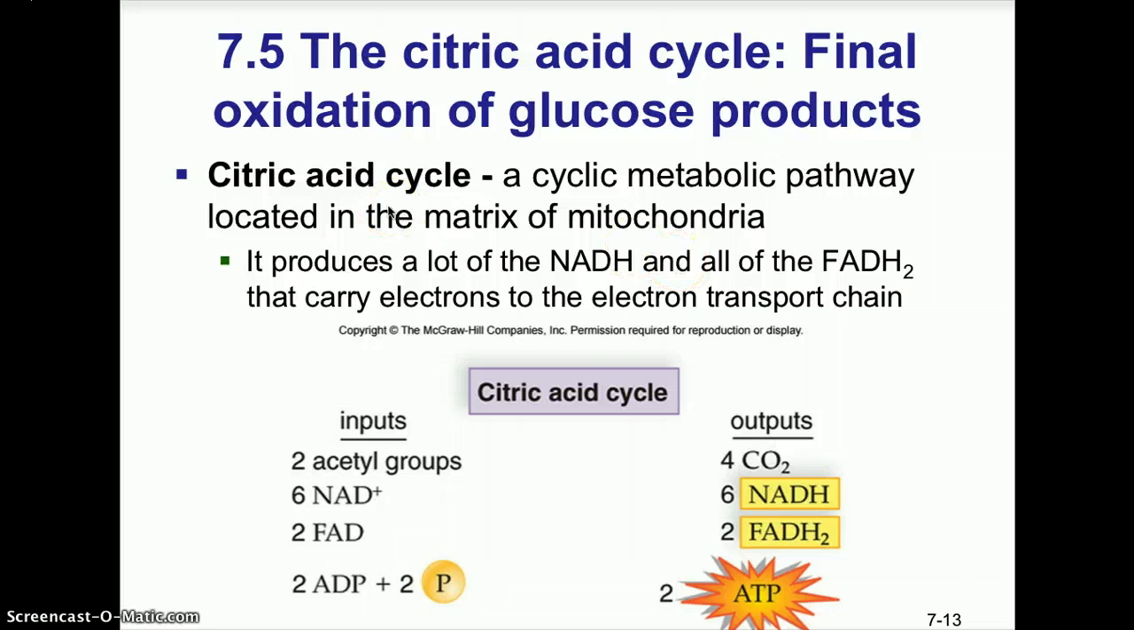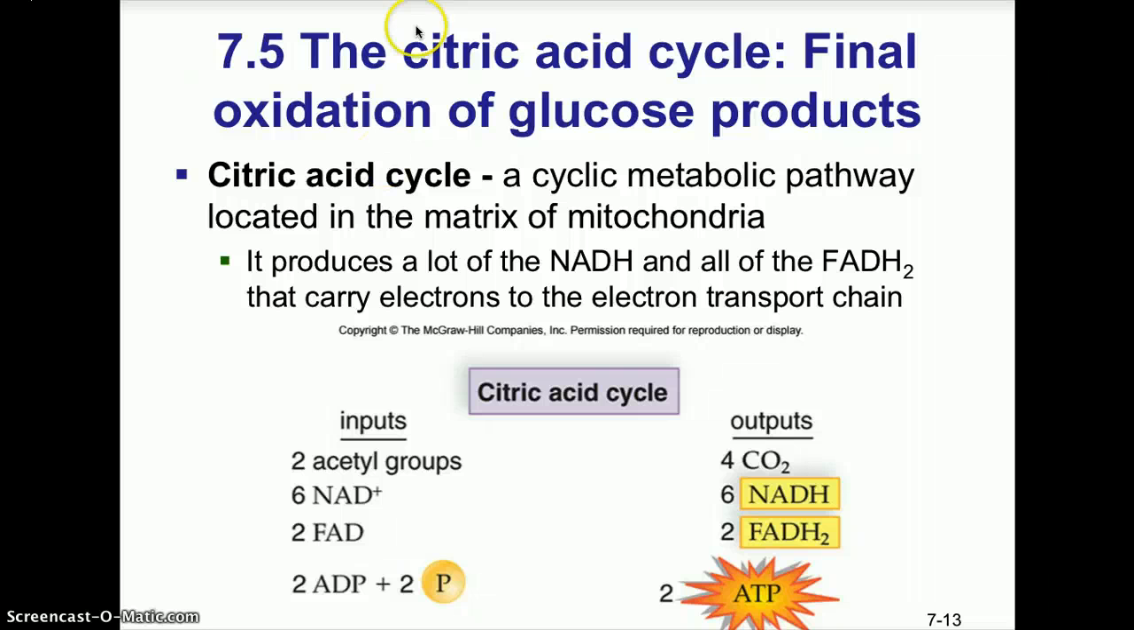So in the citric acid cycle, it's the final oxidation of glucose products. The citric acid cycle is a cyclic metabolic pathway, a lot like the Calvin cycle of photosynthesis, and it's going to occur in the mitochondrial matrix. It produces a lot of NADH and all of the FADH2 molecules that are going to carry electrons to the electron transport chain, because it's in the electron transport chain where you're going to have your bulk volume of ATP being produced.